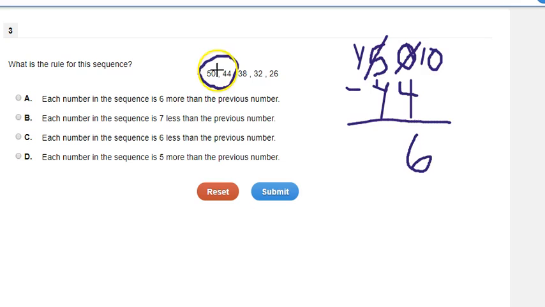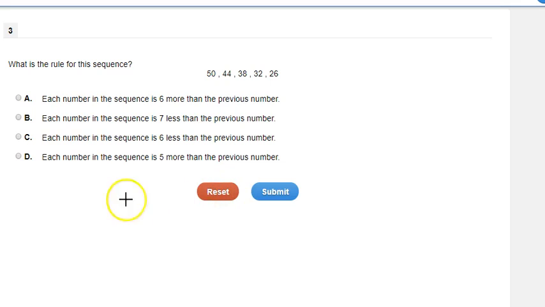So it's going to be 6 more or 6 less. So we know it's not 7. We're going to mark that one out. We know it's not 5. So 6 more or 6 less. Let's look. Do the numbers get bigger or smaller from 50? So 50, 44, 38, 32, 26, they're getting smaller. So it's 6 less than the previous number. So we're going to choose answer C. Very good.